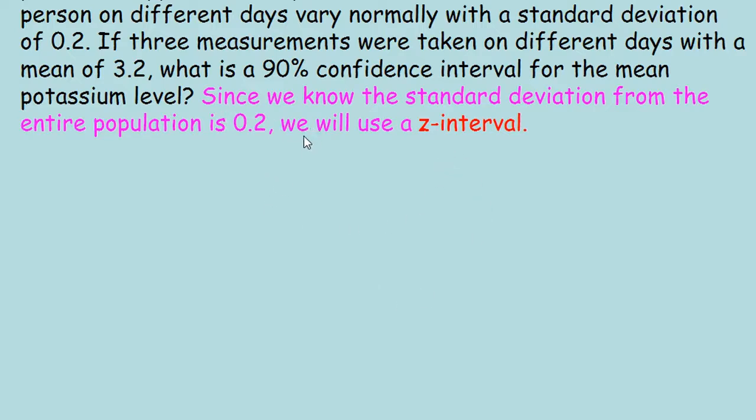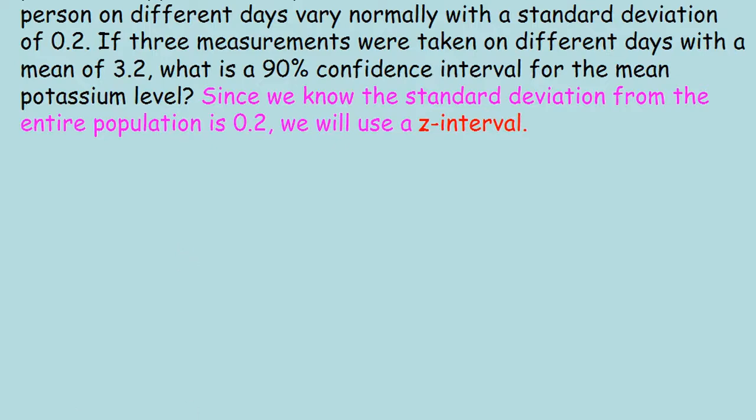For this problem, the standard deviation of 0.2 that was given is for the entire population, because it was given to you at the very beginning, where it says the population of measurements is normally distributed with a standard deviation of 0.2. That means this standard deviation of 0.2 applies to all measurements. In other words, this is called the standard deviation of the population, sigma. So therefore, we will do a Z interval. First accept that, and now let's follow the steps.